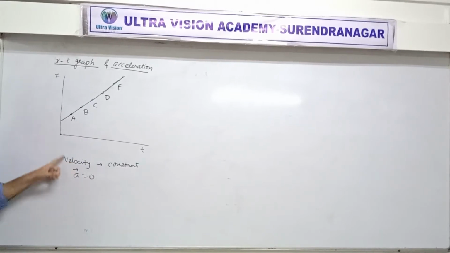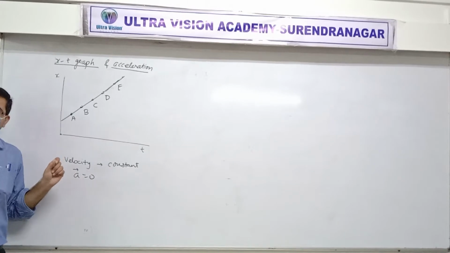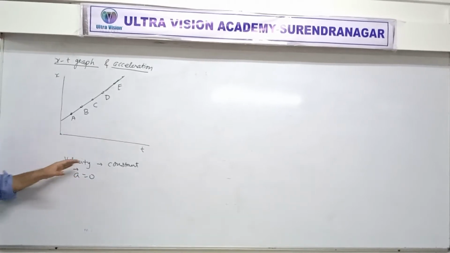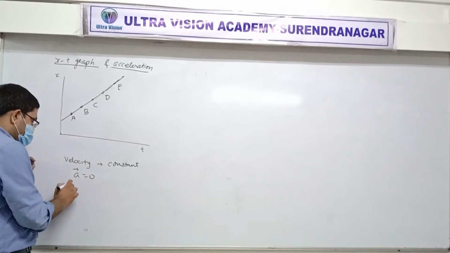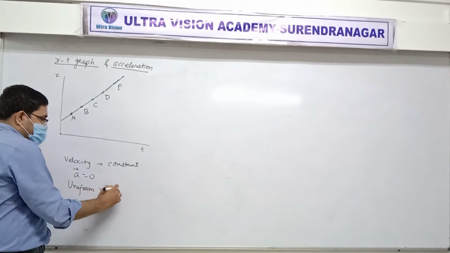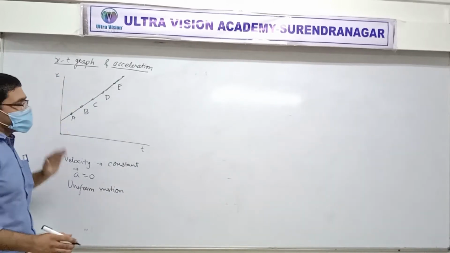Okay. This kind of motion where velocity is constant is called uniform motion. Yes or no? Uniform motion means motion with constant velocity. So this is what is the uniform motion or uniform velocity case. Right? It's a straight line. The x-t graph should be a straight line.